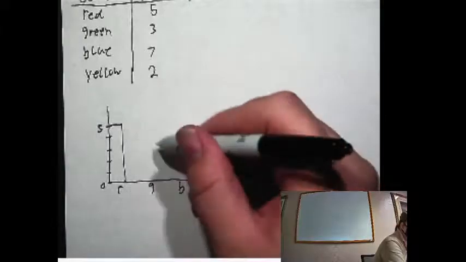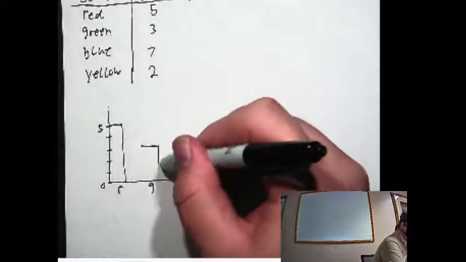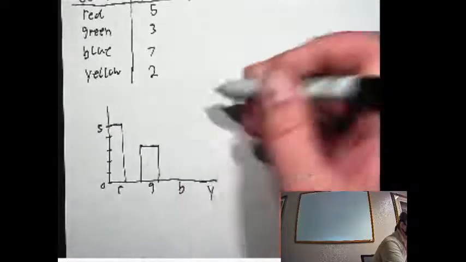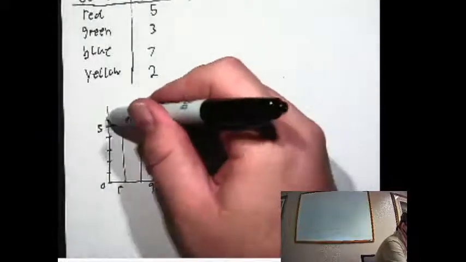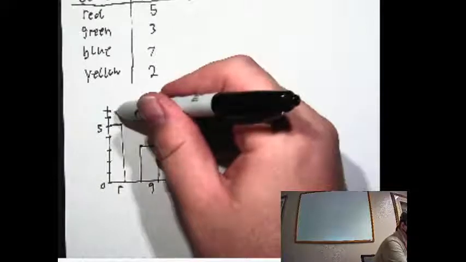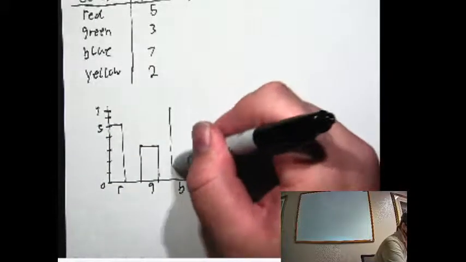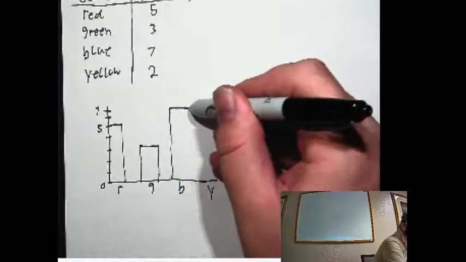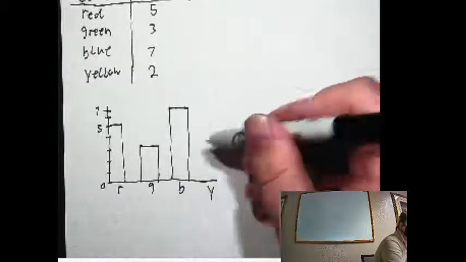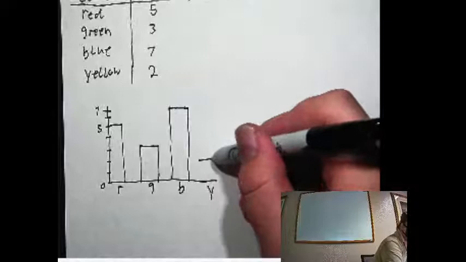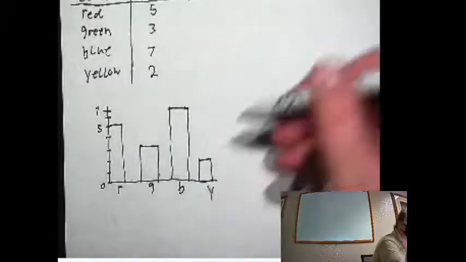Green, we have 3 of them. So there's 3. There's our green bar. Blue is 7. Oops, should have put more in here. 5, 6, 7. So there's our blue. And then yellow, we only had 2, so it's all the way down here.